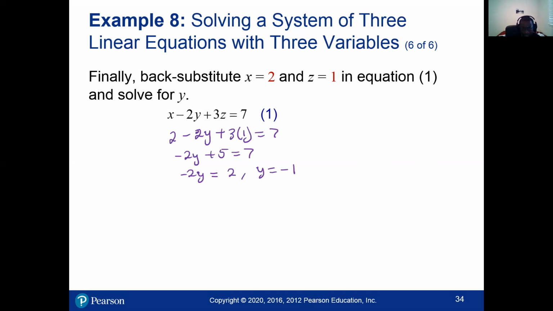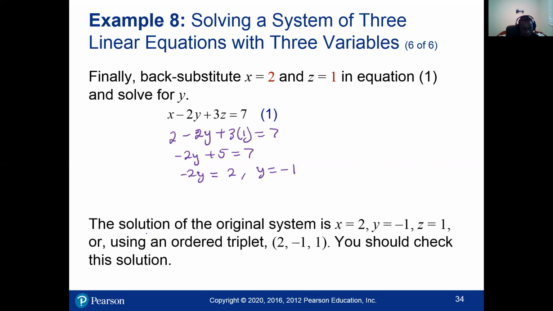So if you have this, then what is your solution? Okay, so the solution to the system is what? X is equal to 2, y is equal to negative 1, z is equal to 1. And if you write it as an ordered triple, this is not an ordered pair because there are 3 variables, it's an ordered triplet. You have 2, negative 1, and 1 as a solution. And I will just leave you to check the solution for this.